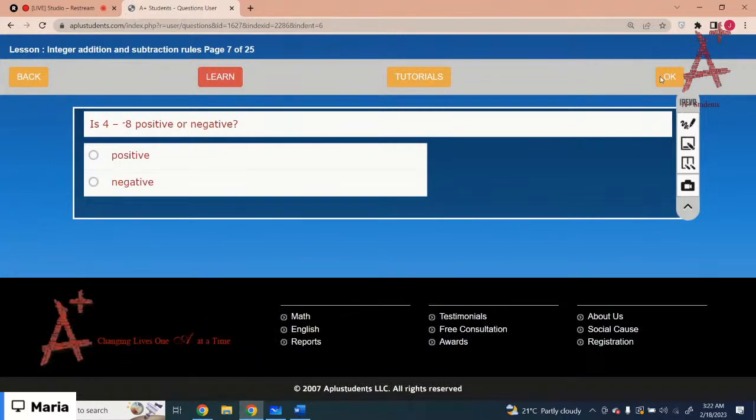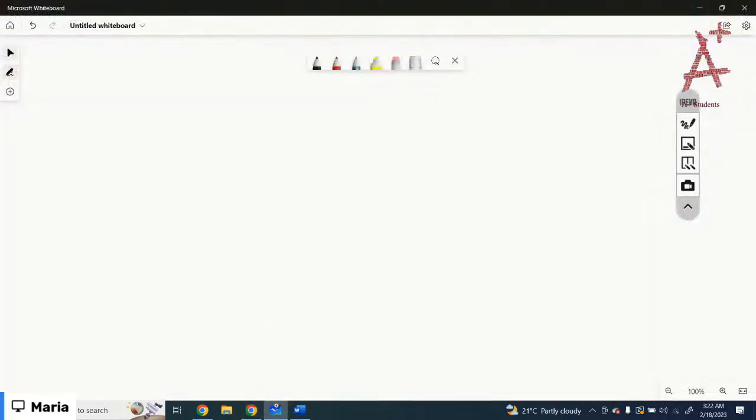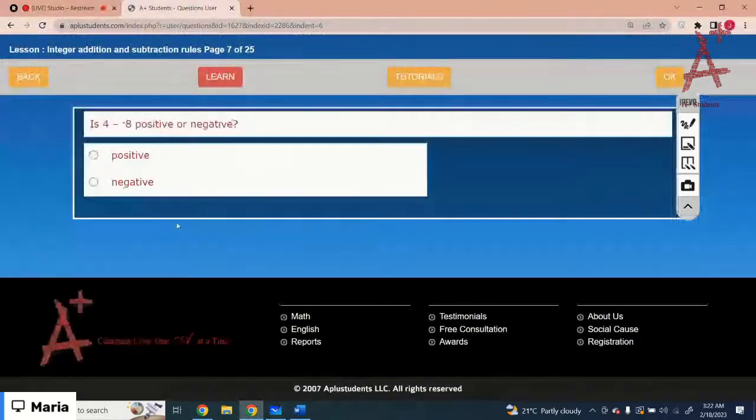Okay, the next one is 4 minus negative 8. That's the same we did on the board. Basically, again, you are subtracting a negative number. So subtracting a negative number is the same as adding. So it is 4 plus 8. Got it? But now both the numbers are positive. Answer must be positive. Got it? So the answer is positive.